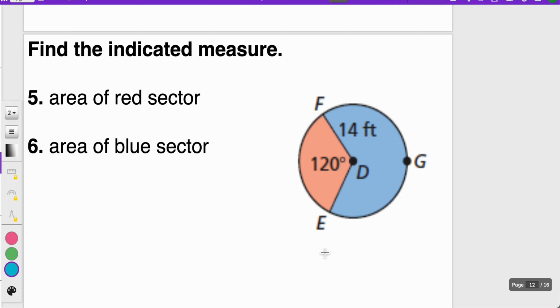Okay, let's try this one. Same type of deal. Red sector would be small, blue sector is larger. Go ahead and pause the video here. Try these on your own. When you're ready to check it, click play.